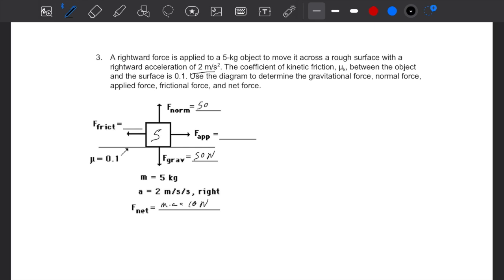So let's get the gravity and the normal in. We've got the net force, we've got all that in. If we've got normal times coefficient, that would be 50 times 0.1, which is 5. And we know net force is equal to mass times acceleration. So force applied minus the force of friction is equal to ma. Force applied is what we're looking for, and we're going to subtract 5 for the force of friction, equal to the mass of 5 times the acceleration of 2. So 5 times 2 is 10, and adding that 5 to the other side would be 15. So the force applied is 15 newtons.